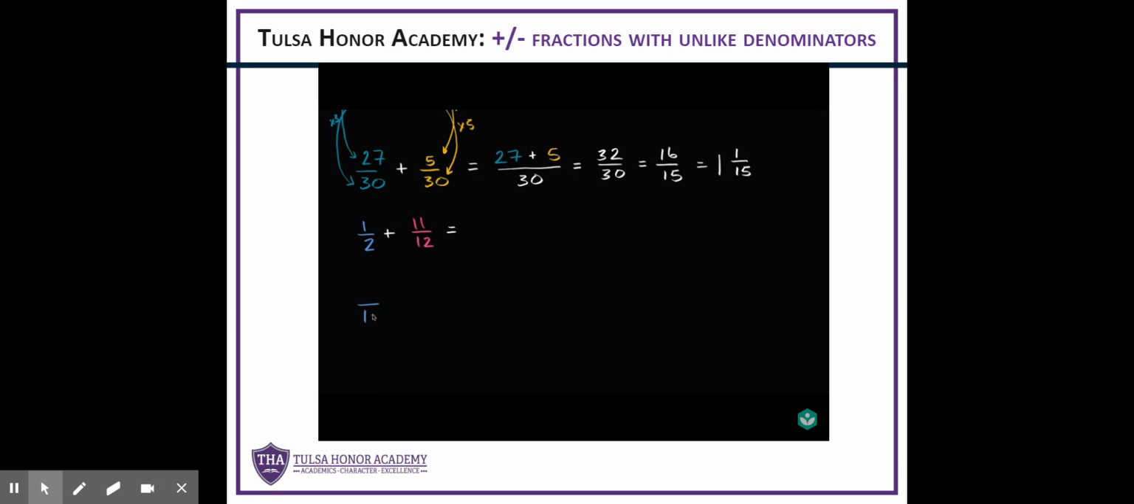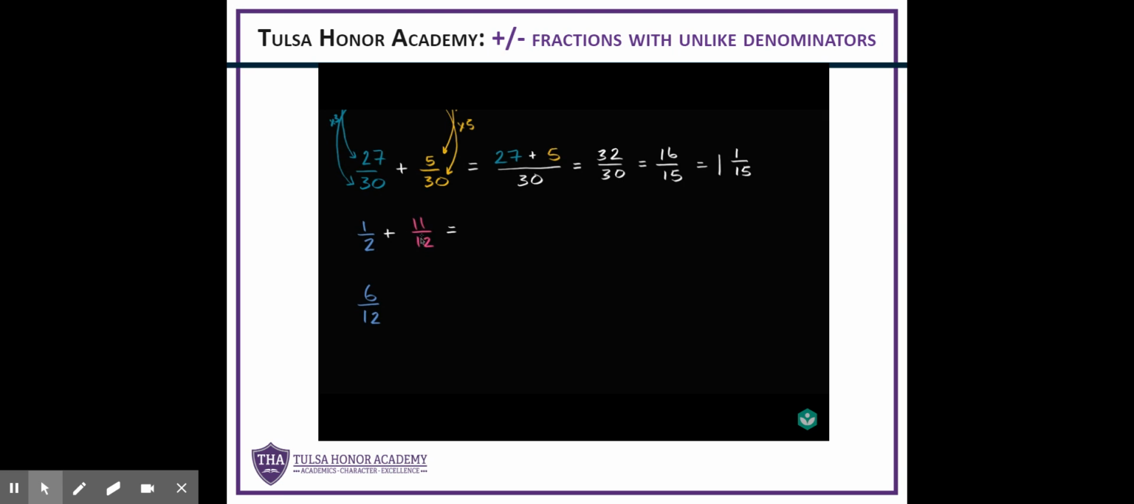So 1/2 is what over 12? Well, to go from 2 to 12, you multiply by 6. So we'll also multiply the numerator by 6. And we see 1/2 and 6/12 are the same thing. 1 is half of 2, 6 is half of 12.